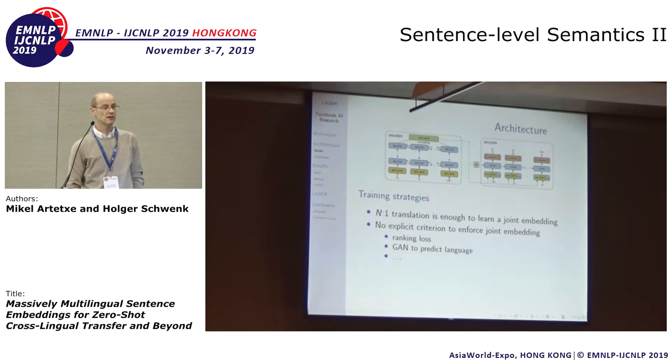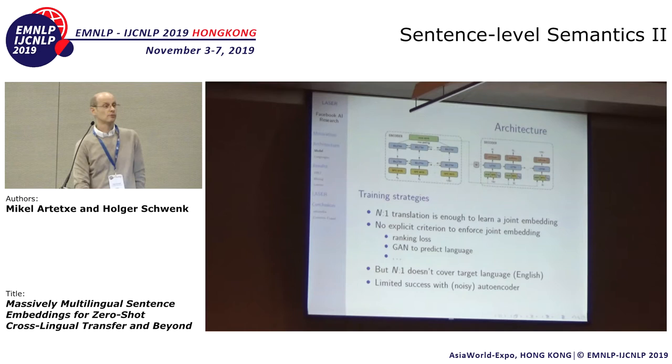And it's surprising that you don't need, for instance, a ranking loss between the representations of the different languages, or maybe a GAN that tries to predict the language and you want to fool it. You don't need it. It's really a nice and simple approach. The only drawback, if you do it like this, you don't have English at the input, which may be the most important language. Because if you put English in the input, you have an autoencoder, and we tried it with noise or something like this, it doesn't work really well.